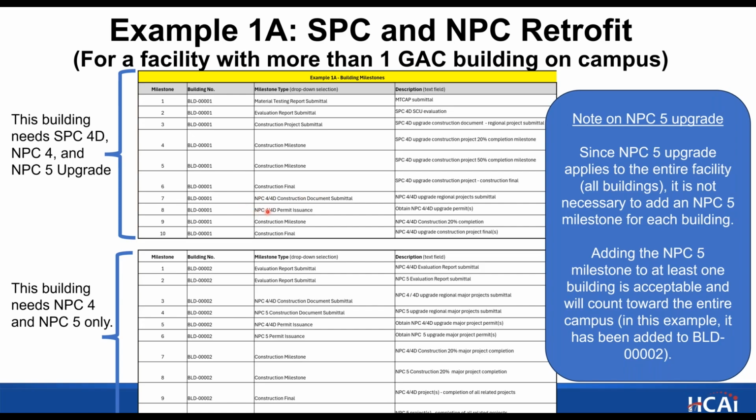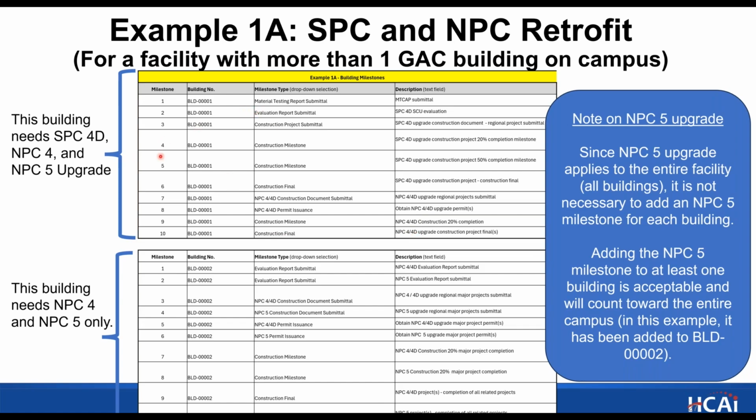And then the following milestone, number 8, is the NPC 4 or 4D permit issuance. This is when you obtain a permit for the construction from the region. And this one also has a deadline associated with it. This one is due March 1st, 2028. And number 9 is another construction milestone. So this is likely a separate construction project. And this one will address the NPC 4 or 4D construction that is needed to bring the building into NPC 4 or 4D compliance. And since there's only room for one intermediate milestone, we selected the 20% completion mark there. And then the last milestone we used here is construction final, and that's for the completion of that NPC 4D construction project.